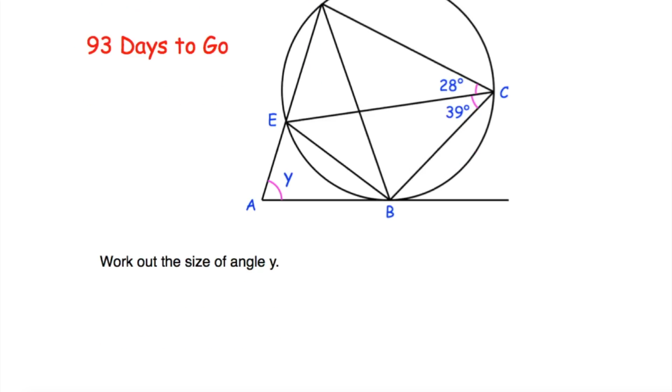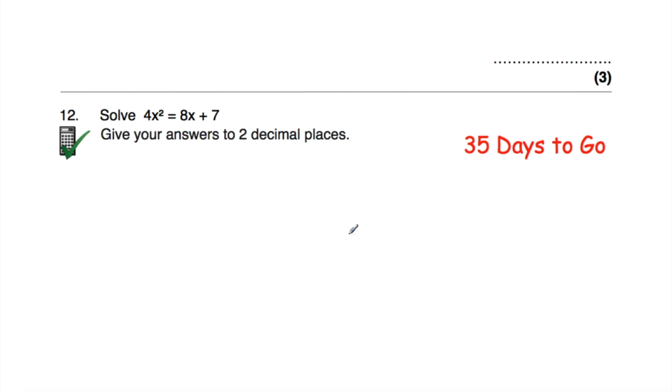Okay, let's look at our next question, question number 12. So question number 12 is on the quadratic formula. So remember, the quadratic formula is given to you, and we covered it with 35 days to go. So the quadratic formula is x equals negative b plus or minus the square root of b squared minus 4ac, all divided by 2a. Now in terms of this quadratic, my hint is to make it equal to 0 first of all, then find the values for a, b and c, and then substitute them in here, and you'll find your answers to 2 decimal places.